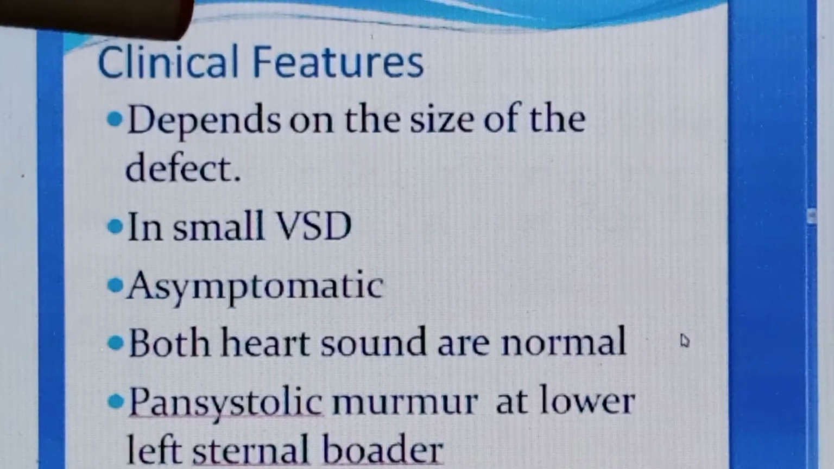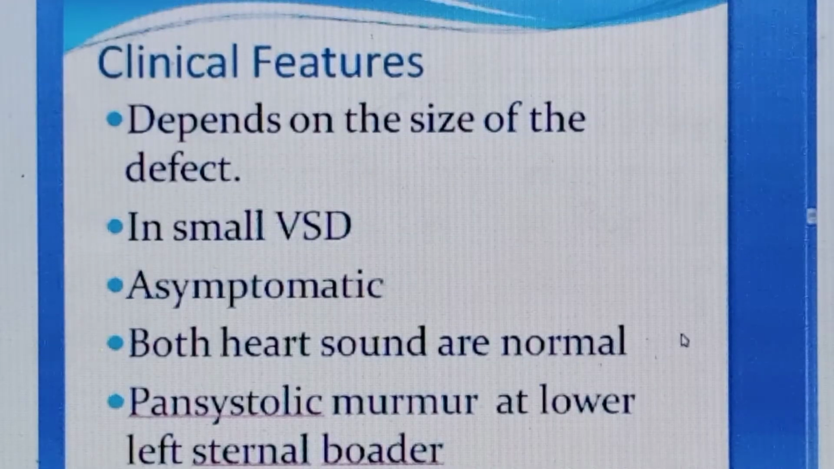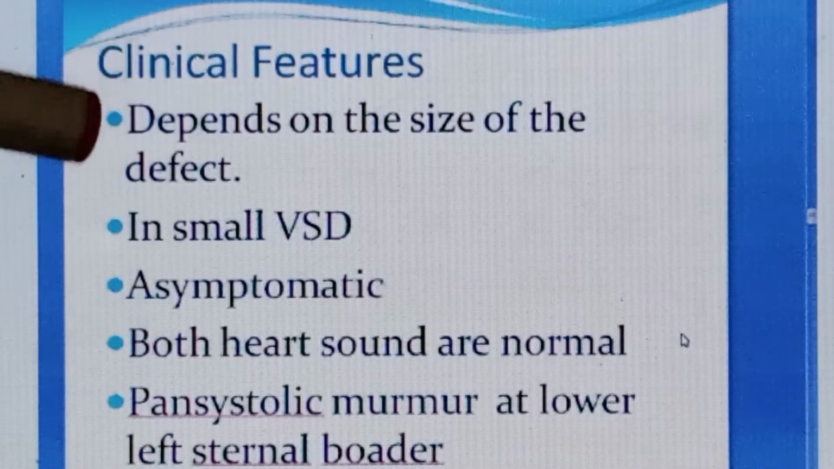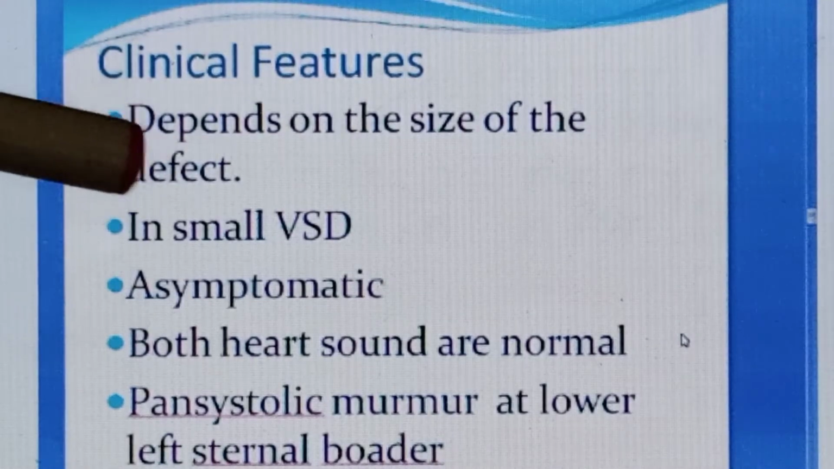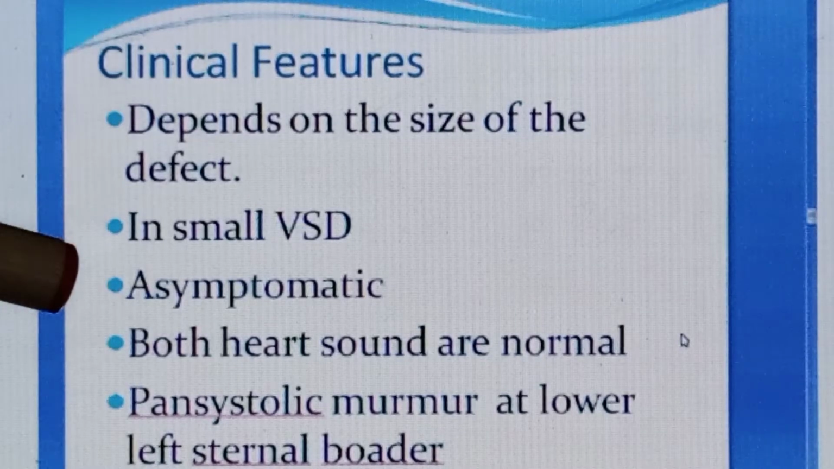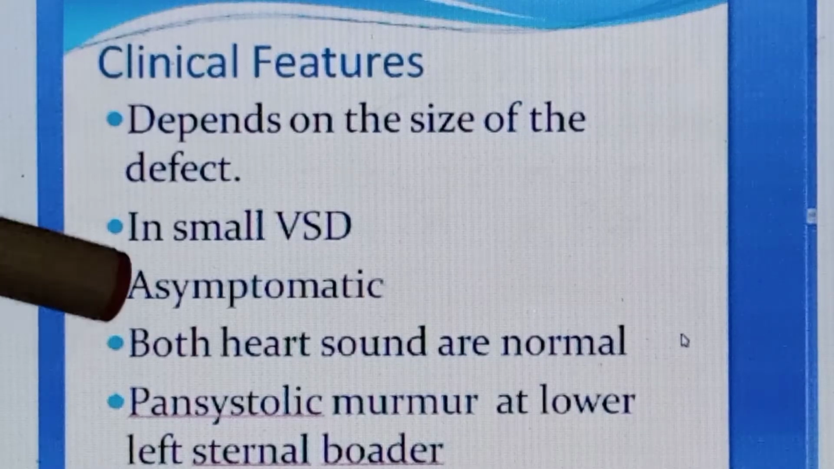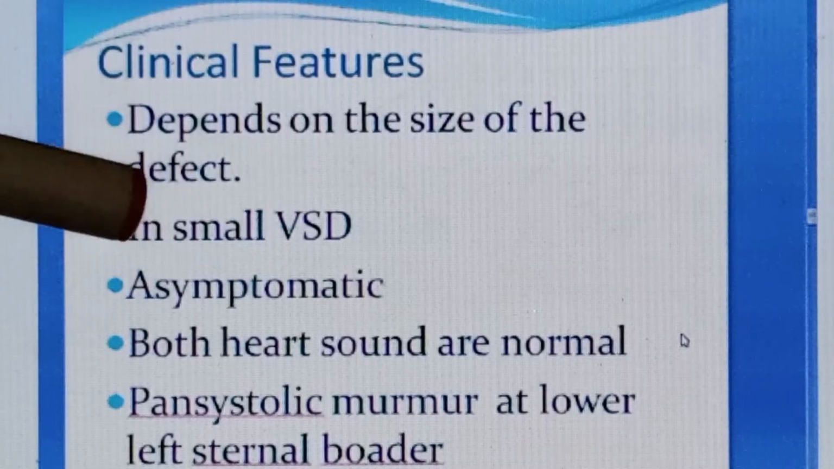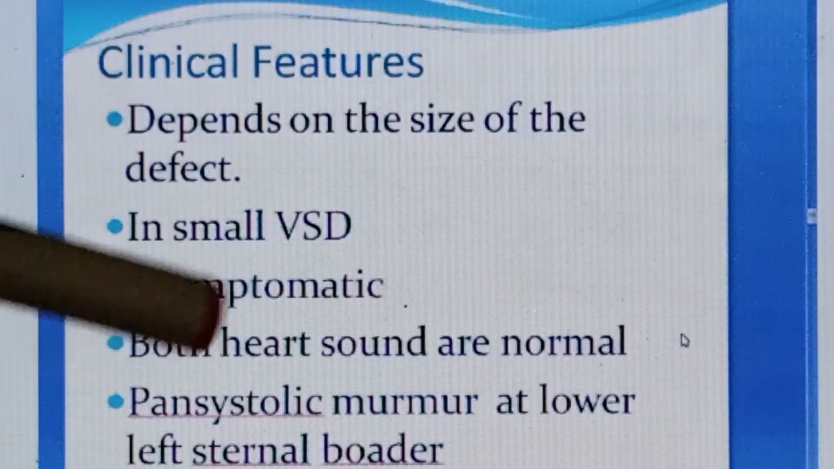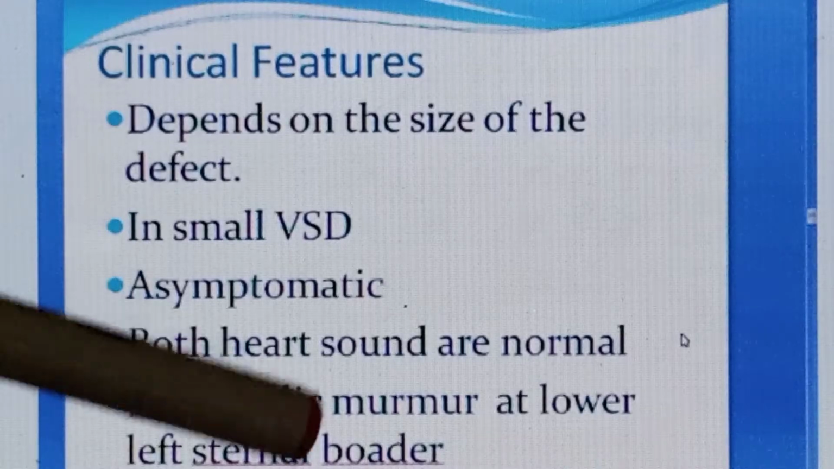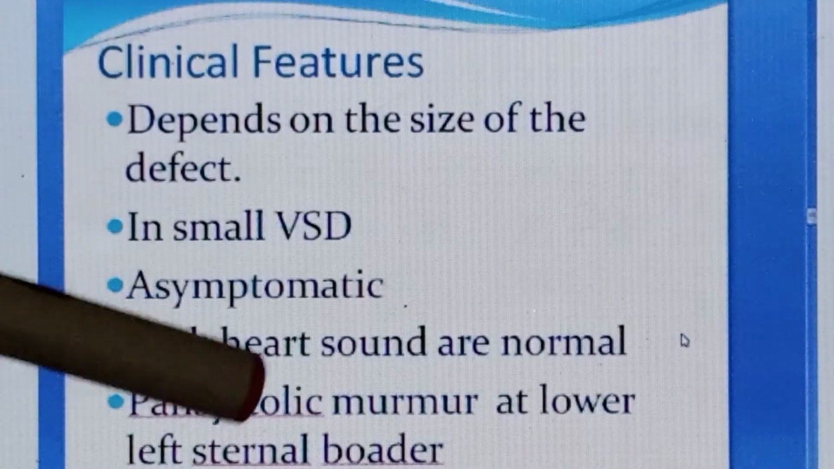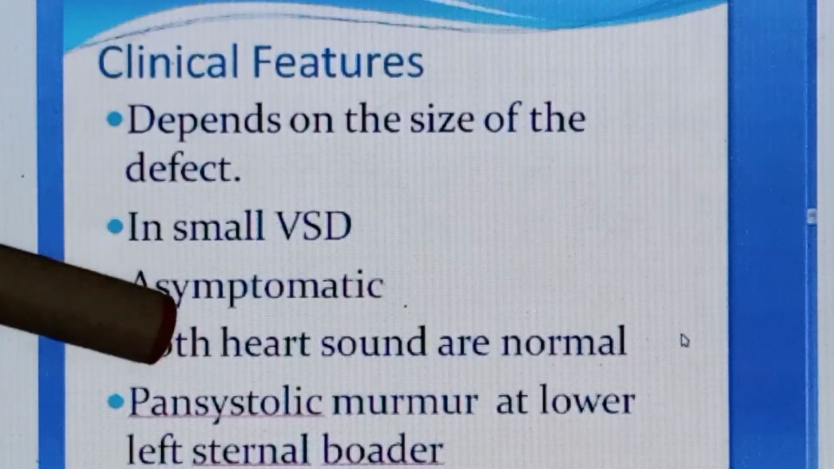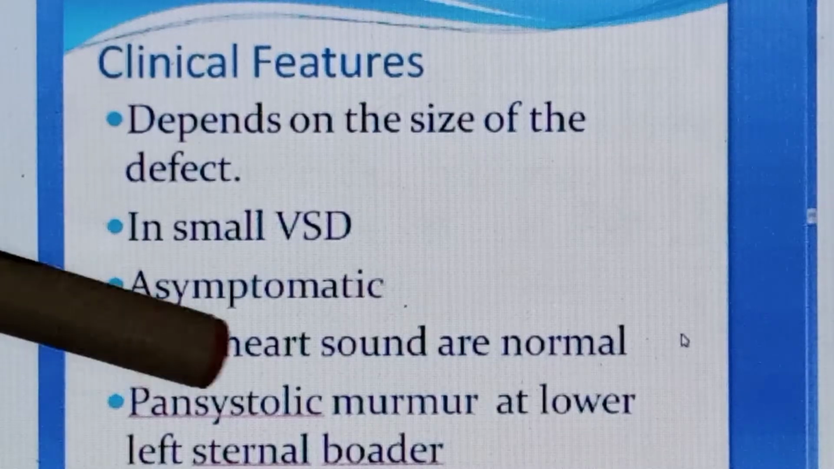Now come to the clinical features. The clinical features mostly depend on the size of the defect. If the hole is of smaller size, then the patient is asymptomatic, and both the heart sounds are normal, that is normal S1 and normal S2. There is a pansystolic murmur at the lower left sternal border, which can be heard by stethoscope. This is pansystolic or holosystolic.